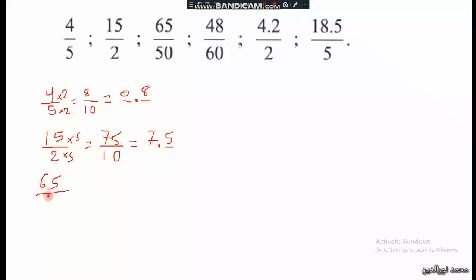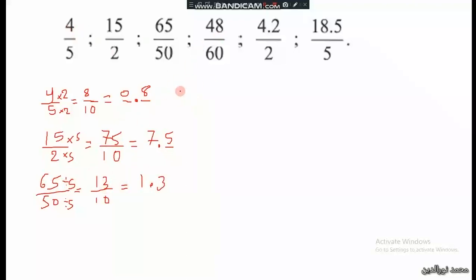65/50. So for 50 to become 10, we have to divide by 5, so we do the same for the numerator. 65 divided by 5 is 13, and then it's 1.3.